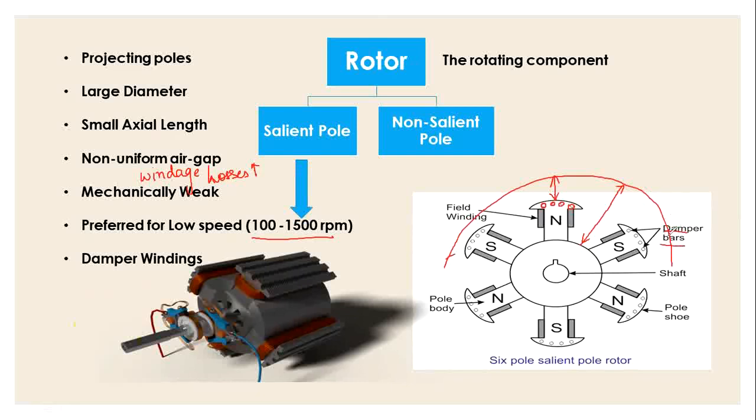So what are they used for? These damper coils or damper bars are used to prevent hunting, right? What is hunting? It is basically momentary speed fluctuations, or we say it is used to prevent rotor oscillations. So when the rotor is in operation, there are chances that it may oscillate. So using these damper bars or damper windings, we can prevent the rotor oscillations. So in case of salient pole, we need to use these damper bars or damper windings.